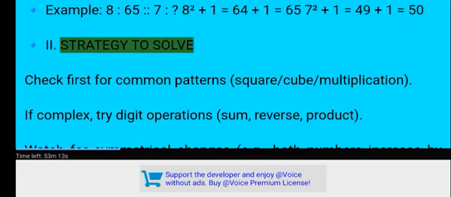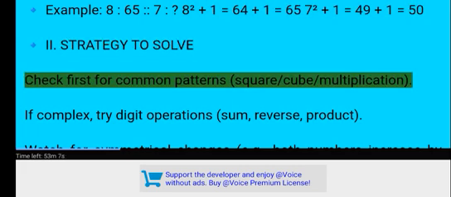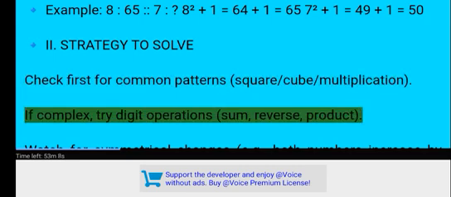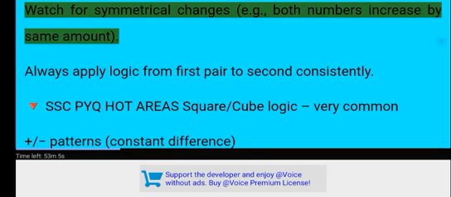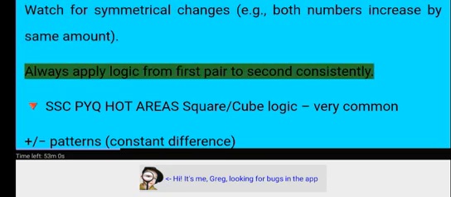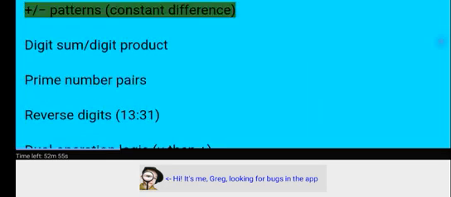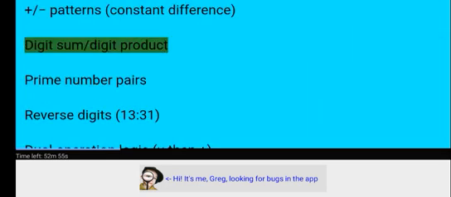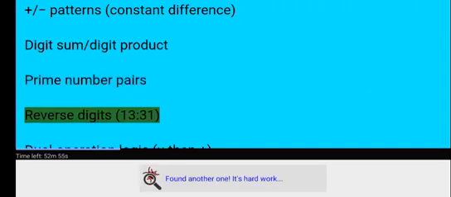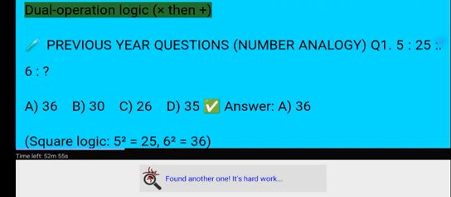Strategy to solve. Check first for common patterns: square, cube, multiplication. If complex, try digit operations: sum, reverse, product. Watch for symmetrical changes, for example both numbers increasing by the same amount. Always apply the logic from the first pair to the second consistently. Hot SSC PYQ areas: square, cube logic, very common. Plus-minus patterns, constant difference. Digit sum, digit product. Prime number pairs. Reverse digits, 1331. Dual operation logic, times then plus.